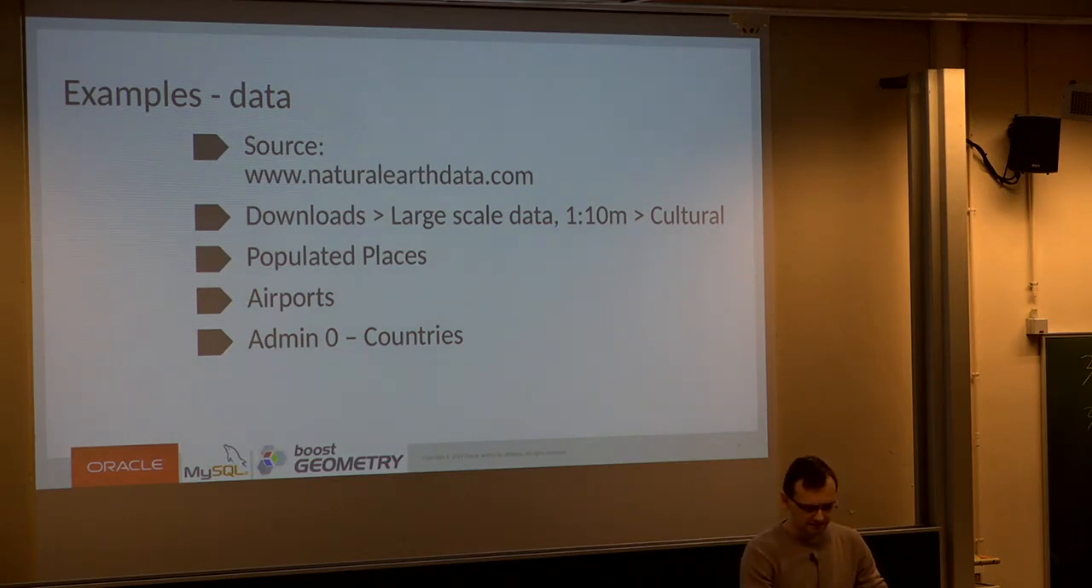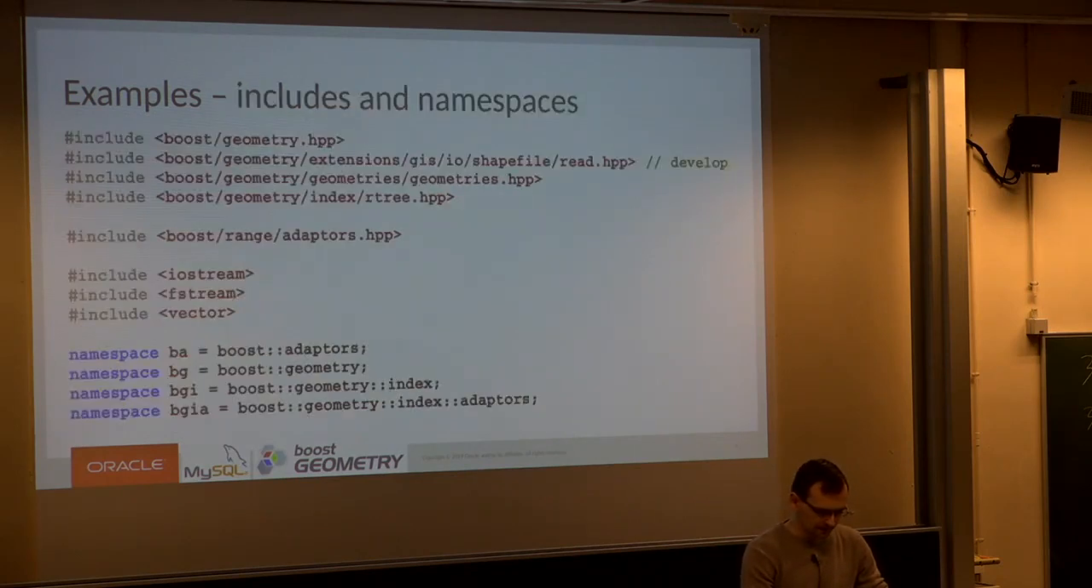I'm using the data from this website. So here are the includes and some namespaces I'll be using in the code. The second one is only if you clone the repository from GitHub, because it's a part of the code which we call extensions. But it's only for loading a shapefile.